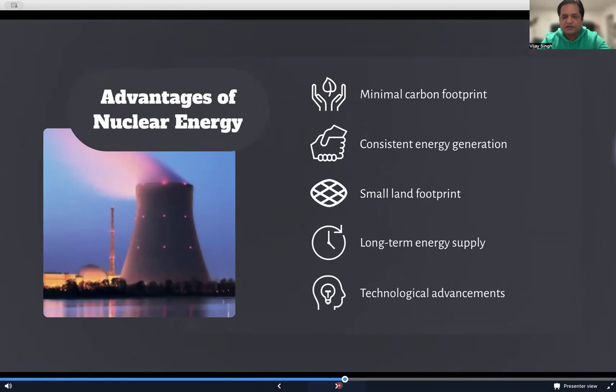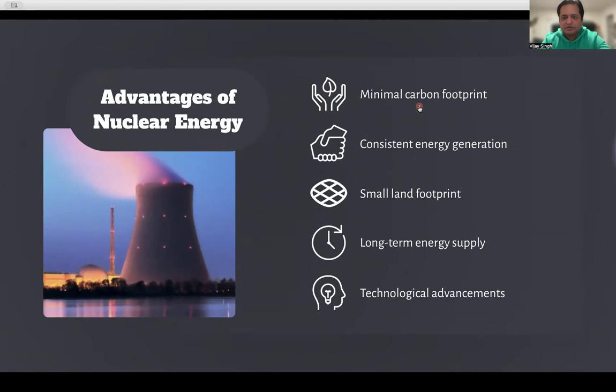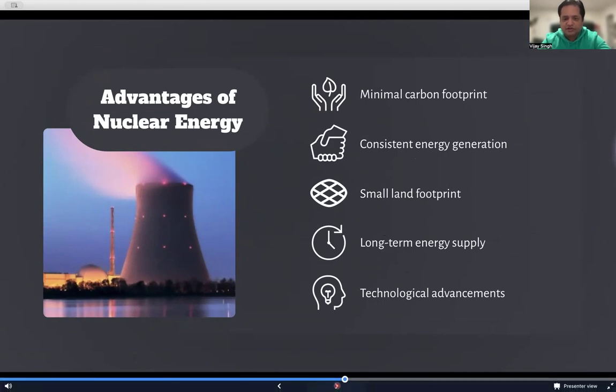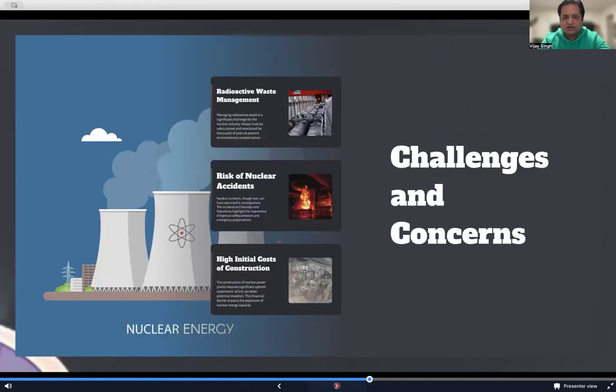Now, what are the advantages of nuclear power plant? The advantages of nuclear energy is all about minimal carbon footprint. It is clearly a green source of energy, consistent energy generation, a small land footprint, long-term energy supply, and technological advancements.